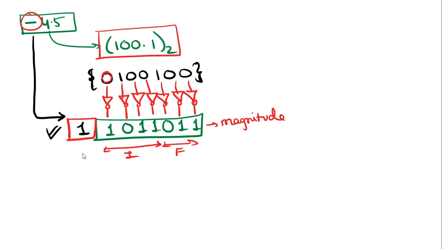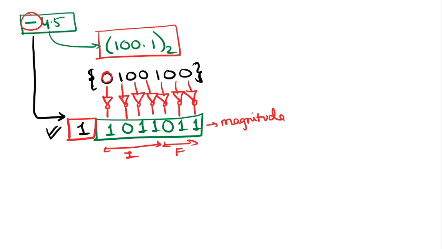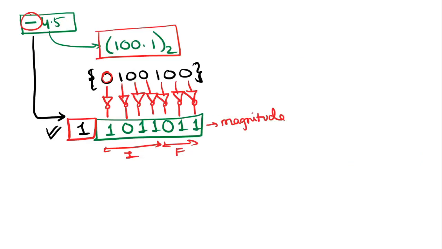I hope I'm making sense here. As you can see, plus 4.5 and minus 4.5 are very different from each other here. In sign magnitude, the only difference between minus 4.5 and plus 4.5 was the sign bit. But in this case, the entire sequence gets changed. So this is one's complement.